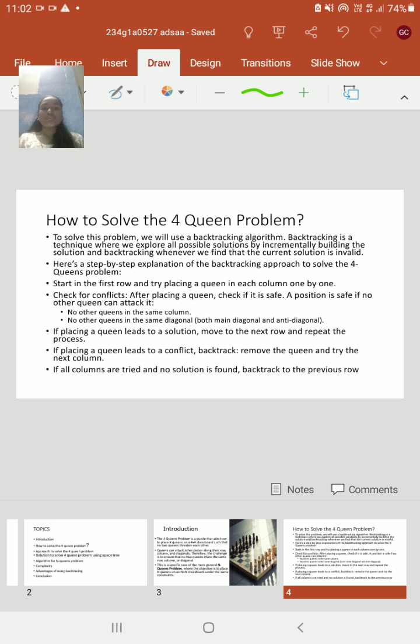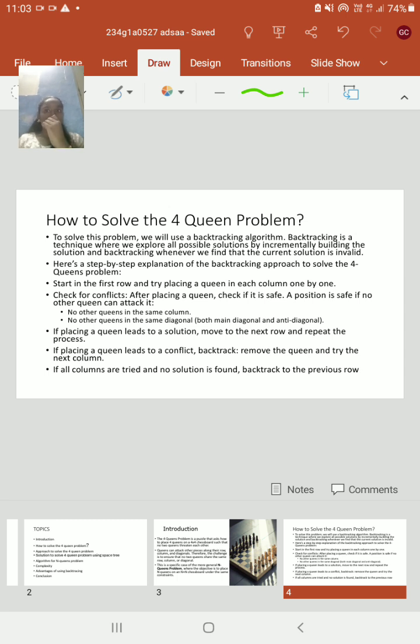Next, how to solve the 4 queens problem. Before entering into this topic, actually this problem is based upon backtracking, so we have to know what is meant by backtracking. Backtracking is a technique where we explore all possible solutions by incrementally building the solution, and backtracking wherever we find that the current solution is invalid.